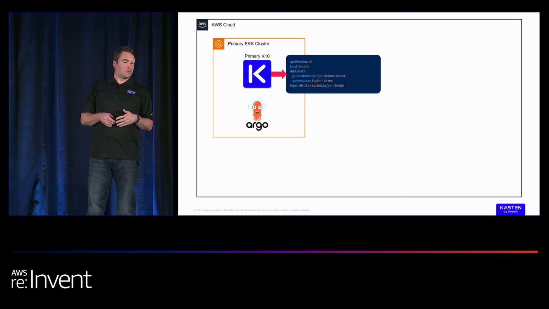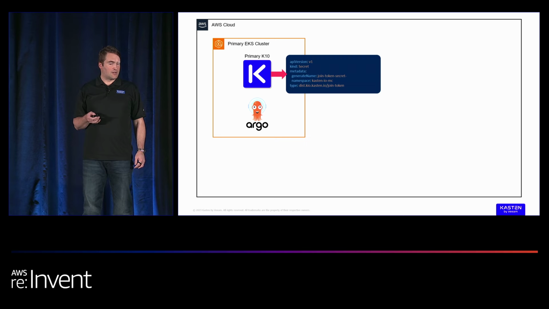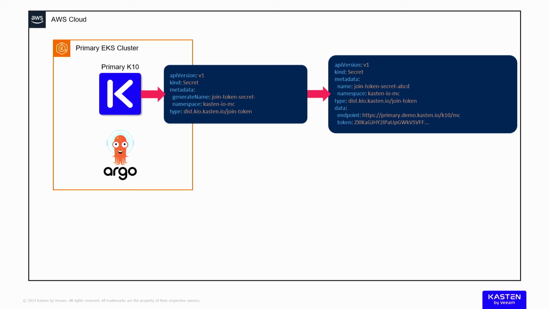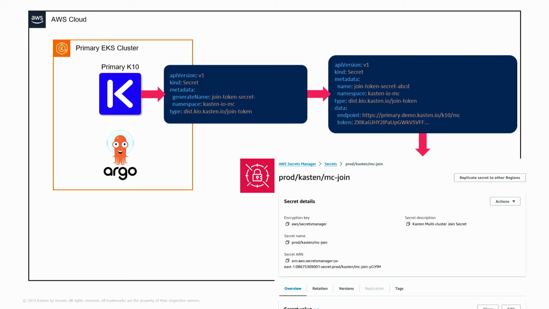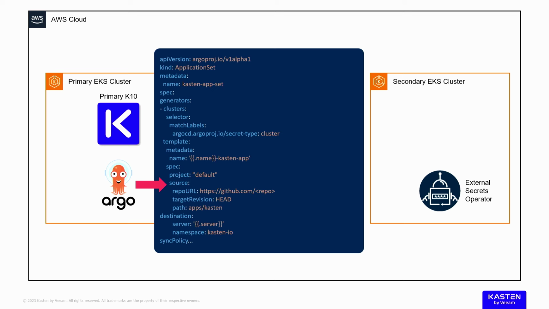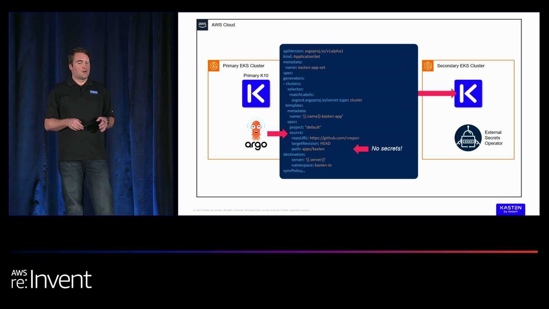So, as we talked about before, we have a primary cluster. We are generating a join token. This join token then gets filled in by K10. This gets pulled into Secrets Manager. And then we can configure an application set that takes in our secret reference, but without storing the secret information itself, and provision that into our secondary cluster.